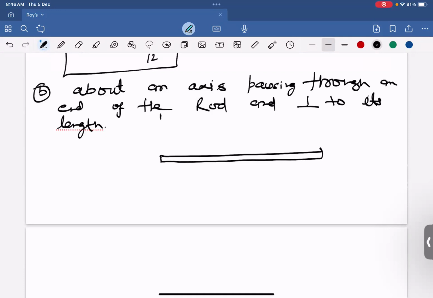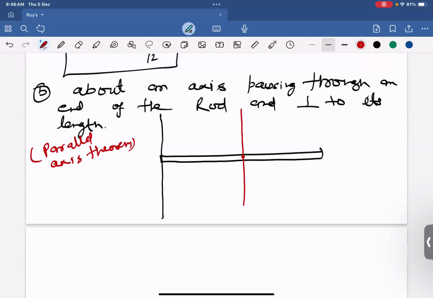So if you have this rod, then for any axis that is not passing through the center of mass, always try to use the parallel axis theorem. Any axis which is not passing through the center of mass, and you have to find the moment of inertia, use the parallel axis theorem. For that, first you should know where the center of mass is. Then draw an axis that is parallel to the given axis. You can see this is the given axis here. The complete mass is M, and the distance will be L by 2.